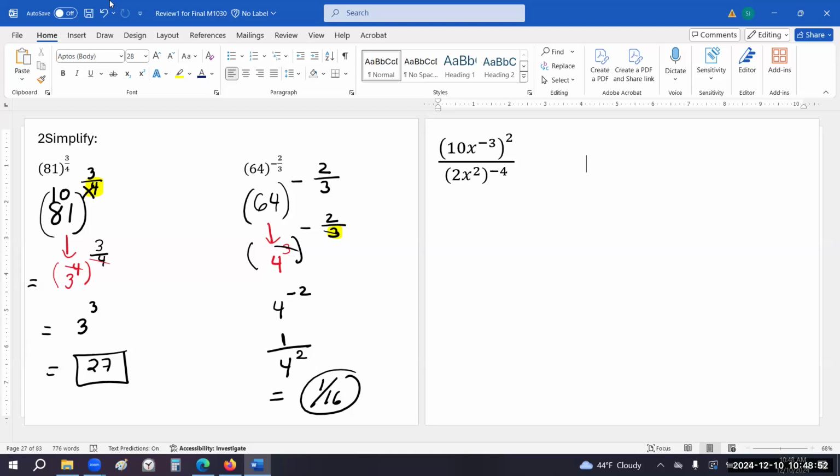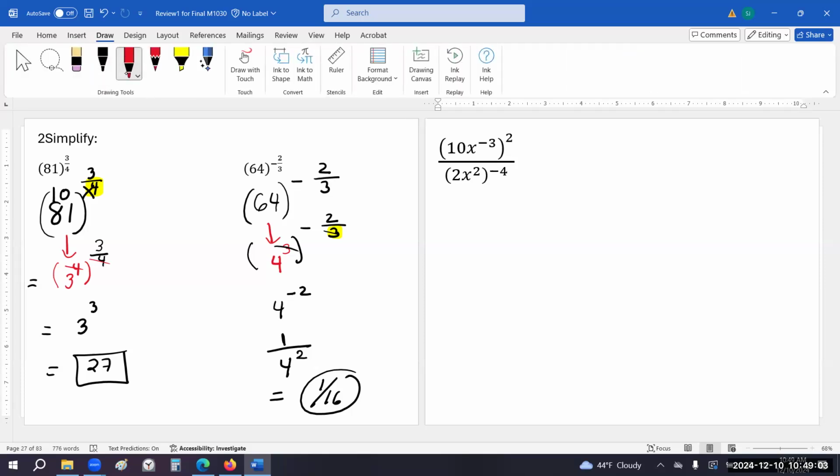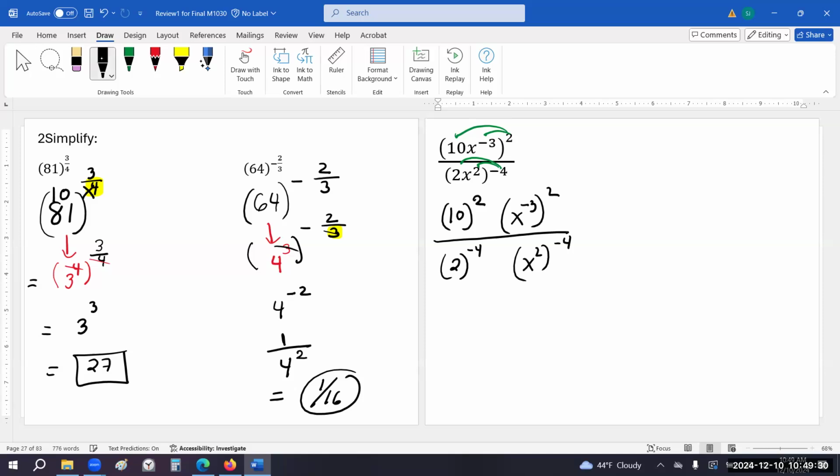Okay, do you remember this? Distribute, good. So now we can distribute because we are multiplying on the top and also on the bottom. So step 1, distribute. We do this, this, this, and this. We distribute everything on the power, distribute the power to everything in the base. So 10 squared, x to the negative 3 squared on the top, 2 to the negative 4 on the bottom, x squared to the negative 4 on the bottom.